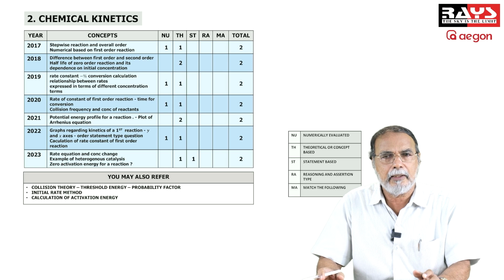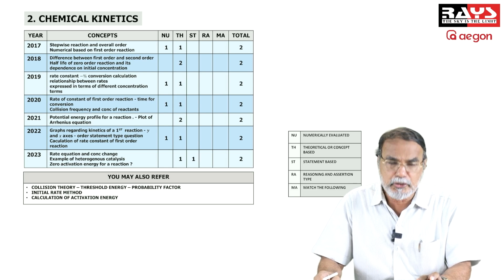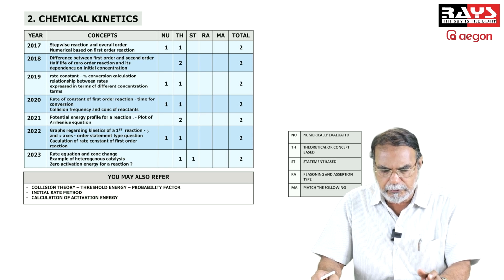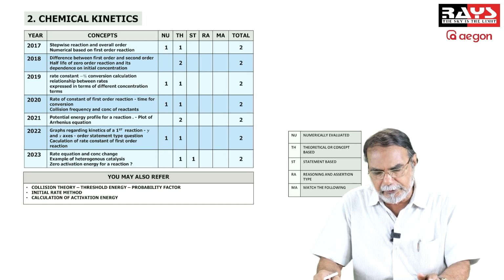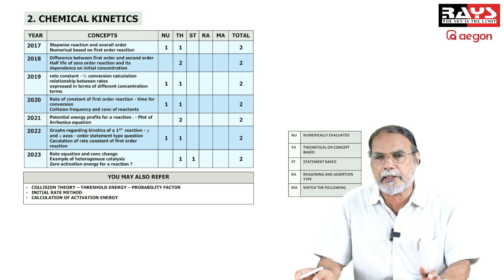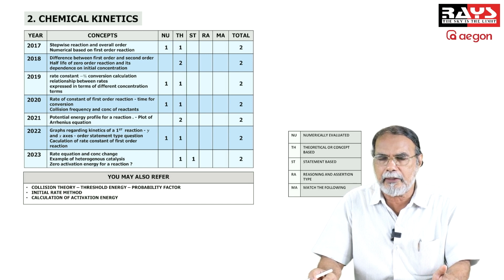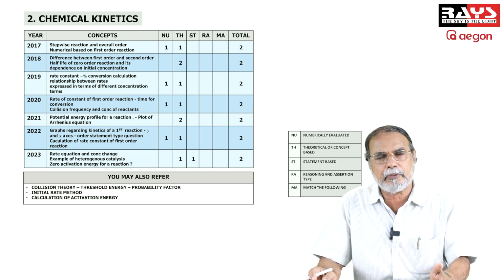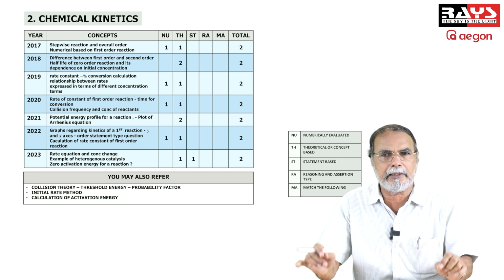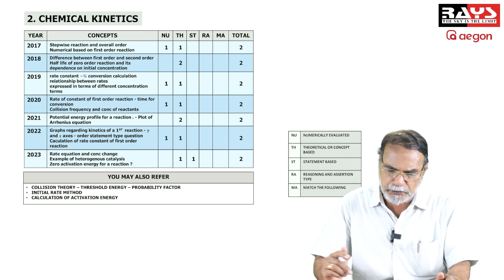Now that is also a standard question. In 2019, there was a question relating to rate constant and percentage conversion calculation, a numerical question. And there was another question relating to expressing rate in terms of different concentration terms. For example, if it is A plus B giving C reaction, you can express the rate in terms of concentration of A, you can express the rate in terms of concentration of B, you can express the rate in terms of concentration of C, and how are these different expressions for the rates related? That is a very fundamental question. So that was also asked one time.